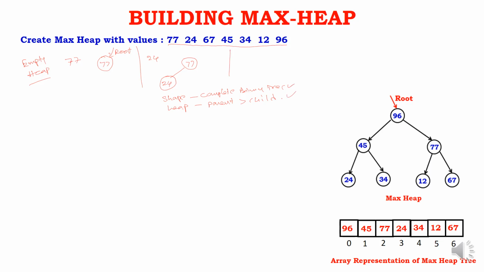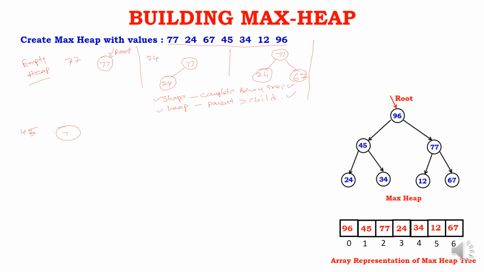Then insert one more element. 67 is inserted at the end of the heap. Now check, is it satisfying the shape property? Yes. Is it satisfying the heap property? 77 is greater than its children, so the heap property is also satisfied. Then insert one more element. What is the element to be inserted? Say 45. Insert 45.